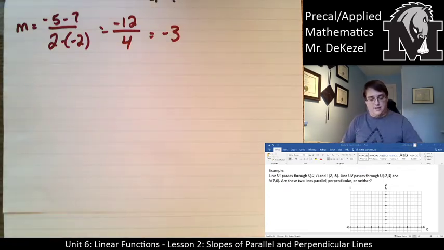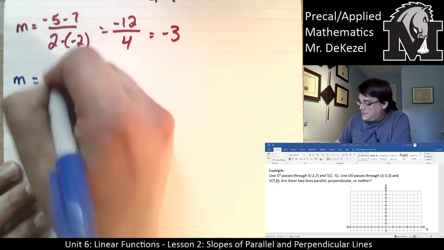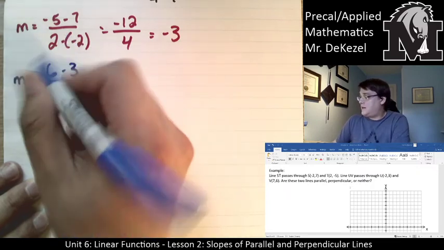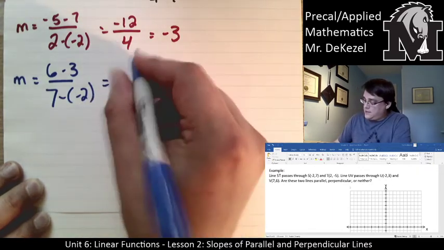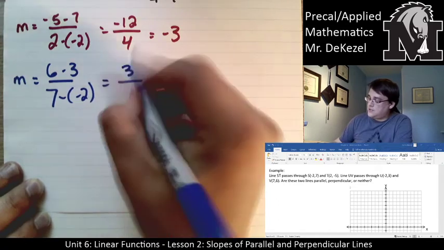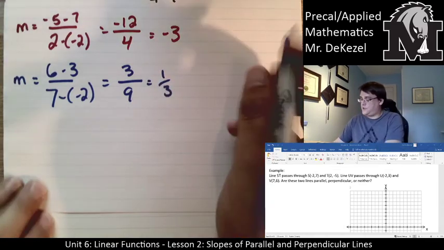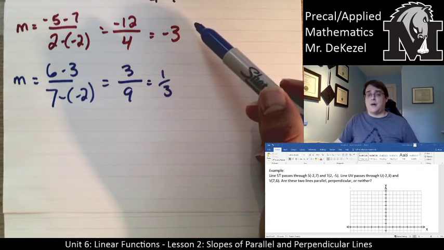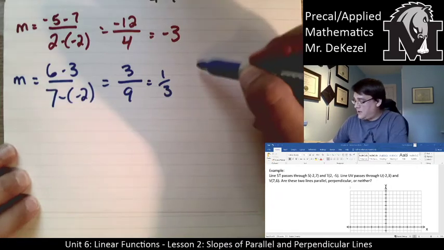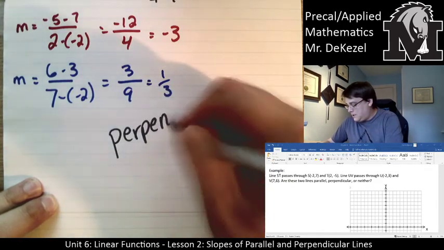Let's find out the slope of line UV, and we will see if they are negative reciprocals. So the slope is equal to y2 minus y1, so that is 6 minus 3. And then we have x2, which is 7, minus a minus 2, which is x1, that is 3 over 7 plus 2 is 9. Do I have that correct? I believe so. That is 1/3. So these two are negative reciprocals. If I was to take 3, flip it over, and make it negative, I would have 1/3. So that means these are perpendicular lines. Let's do that in black just to keep a theme. Perpendicular.